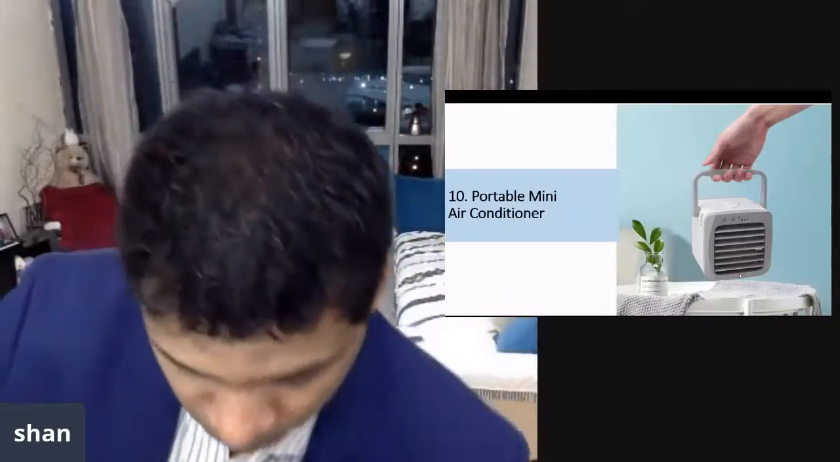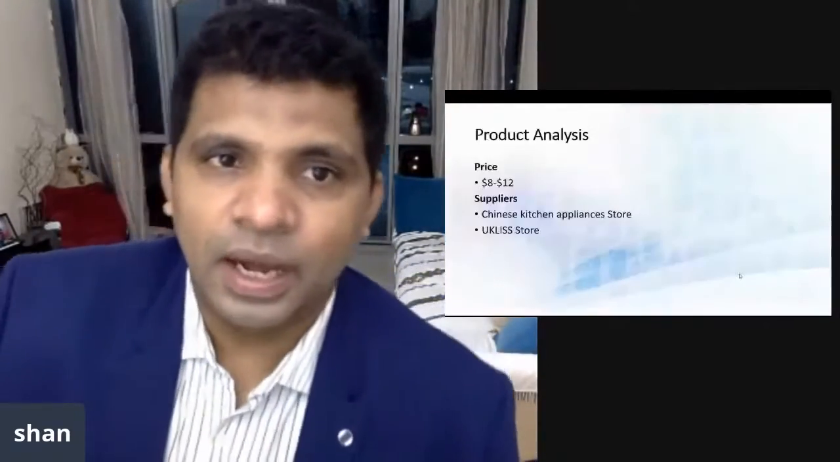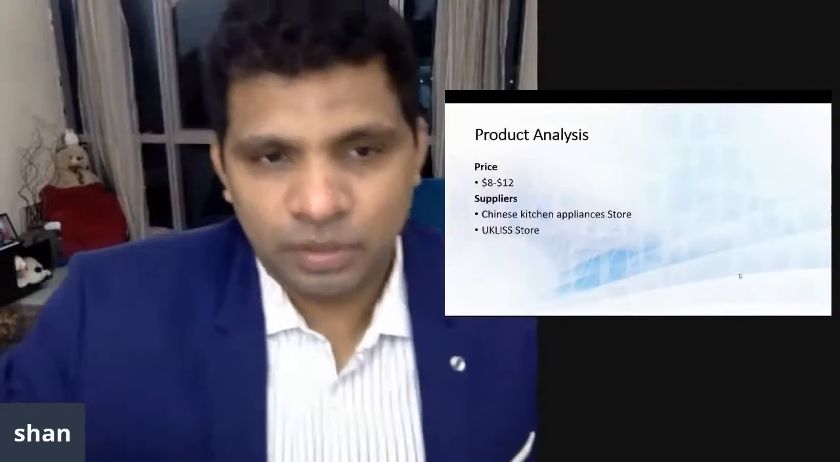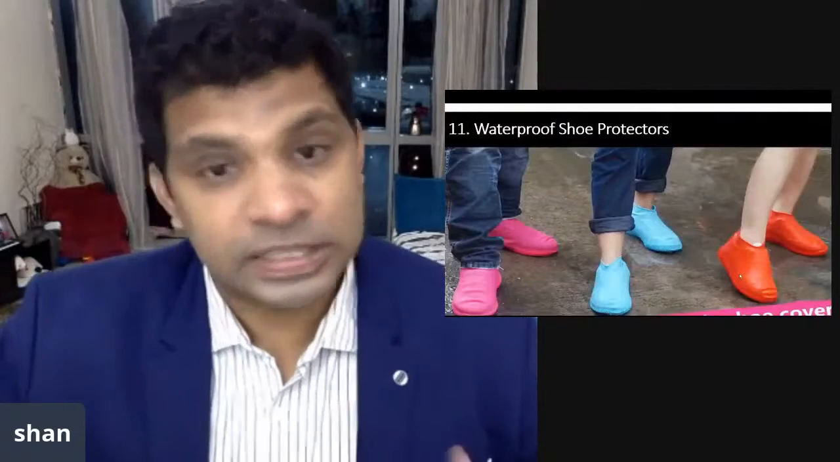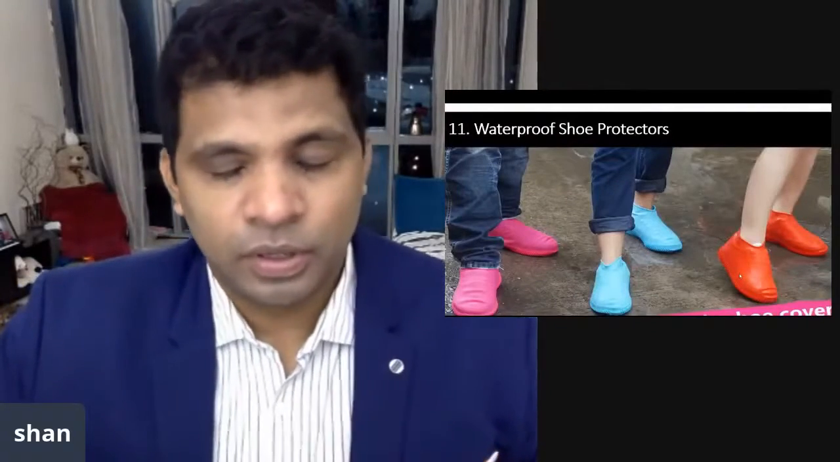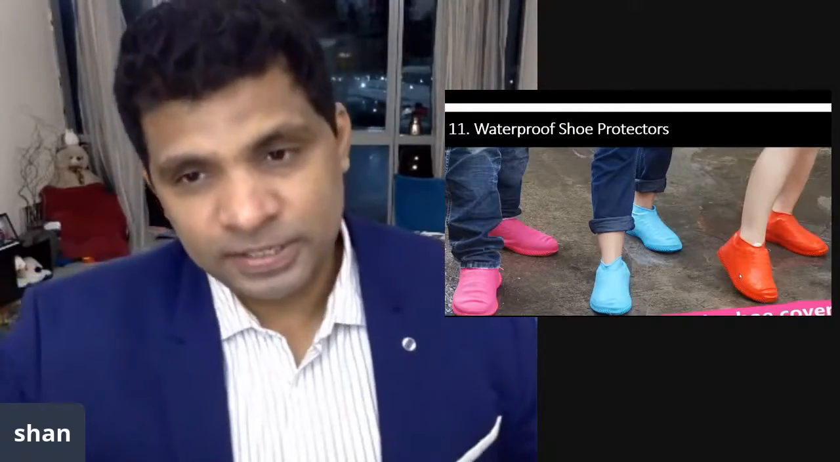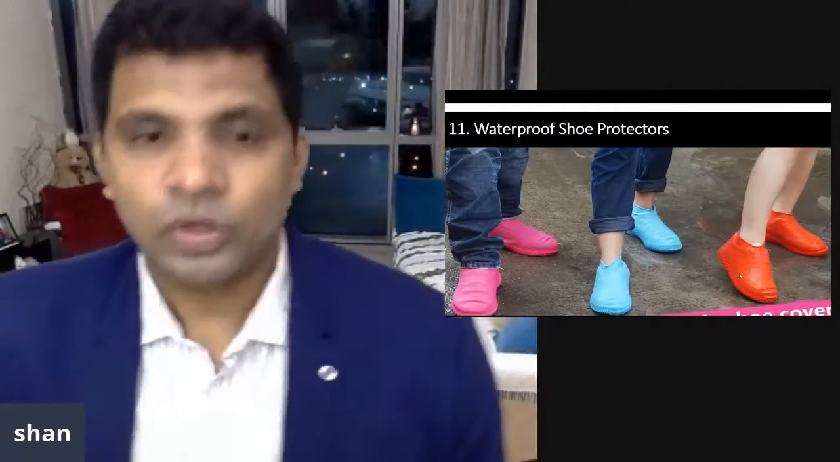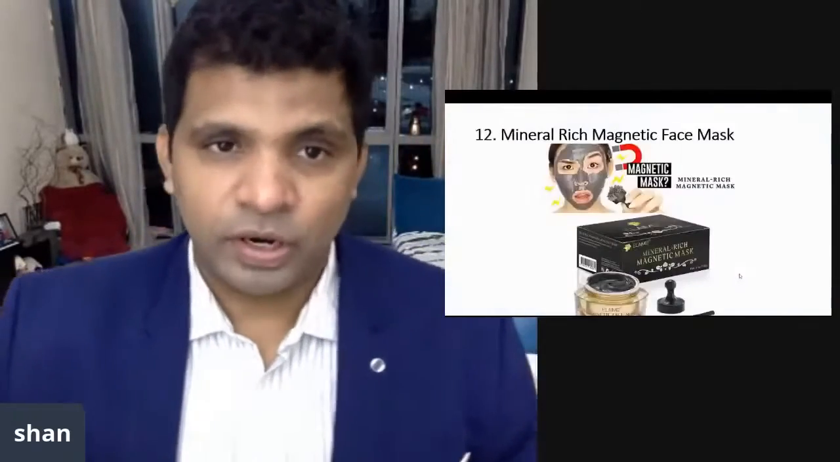And a portable mini air conditioner. It depends on the weather where you are from, but people also buy that. And for these products there are various keywords as well. This is a good one you can actually market. Then waterproof shoe protections, various shoes. You get different prices for them.